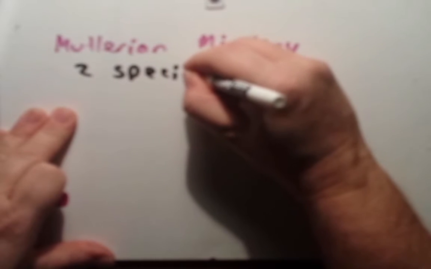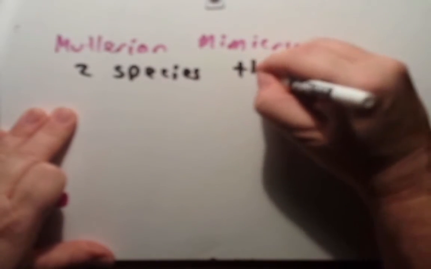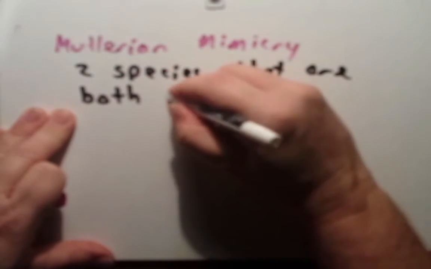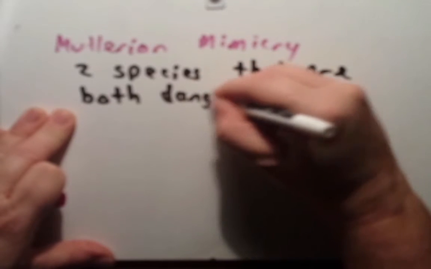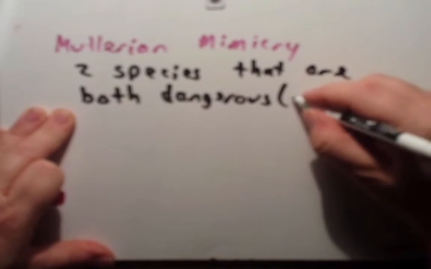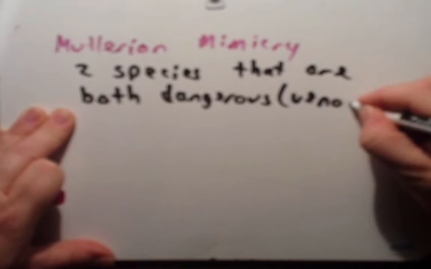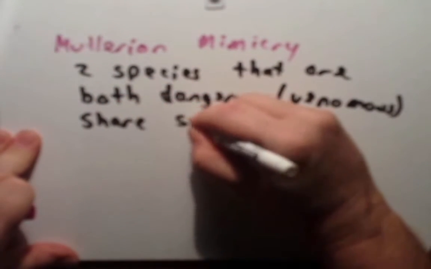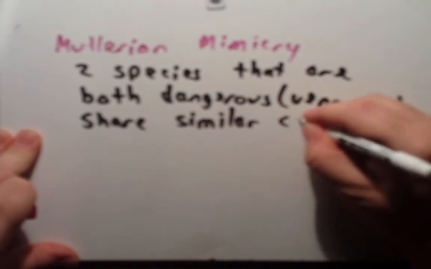Next I want to talk about Müllerian mimicry. This is an example when you have two species that are both dangerous. An example might be they both are venomous, and share similar coloration.